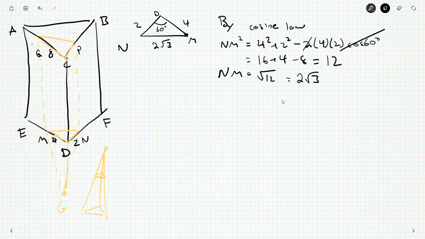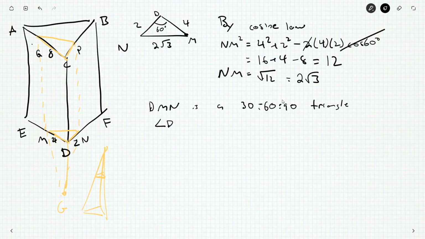So 2 root 3, not the most helpful. Wait a minute. 1, root 3, 2. Oh, okay, DMN is a 30, 60, 90 triangle. Nice. That should make things a lot easier, because then this will have to be a 30, 60, 90 triangle.